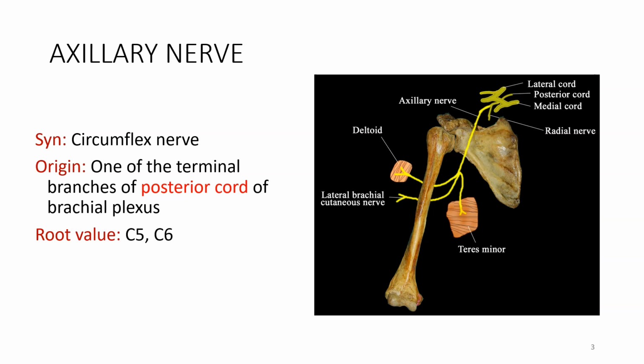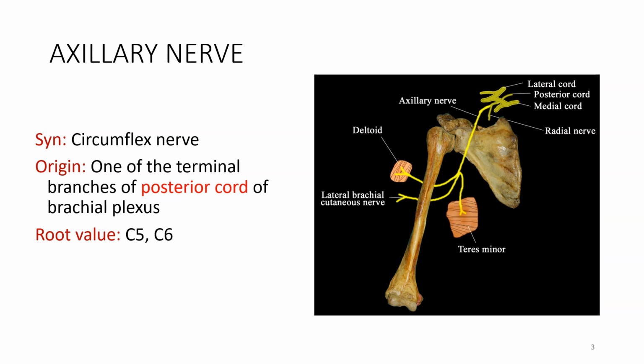And there are 5 branches from the posterior cord of brachial plexus. They are upper and lower subscapular, thoracodorsal, axillary and radial nerves. So we are discussing about the axillary nerve. It is also called the circumflex nerve. And what is its origin?